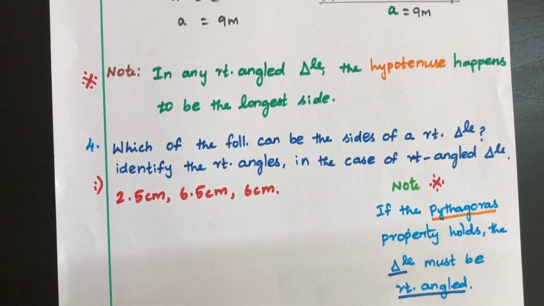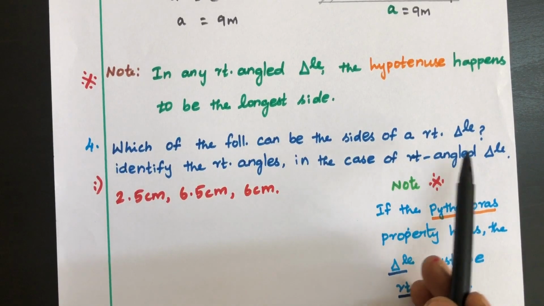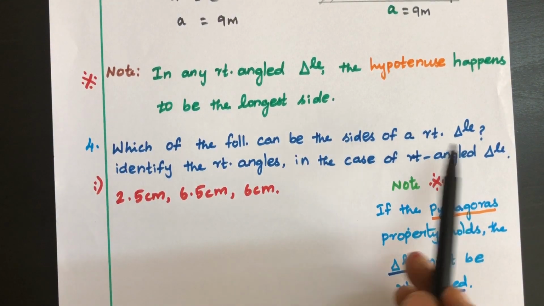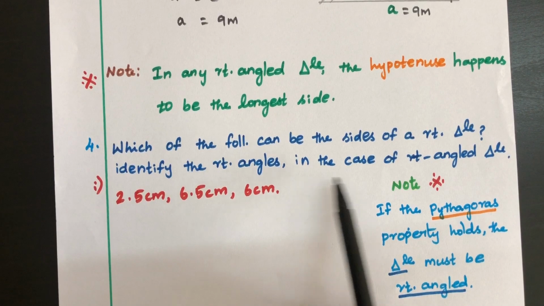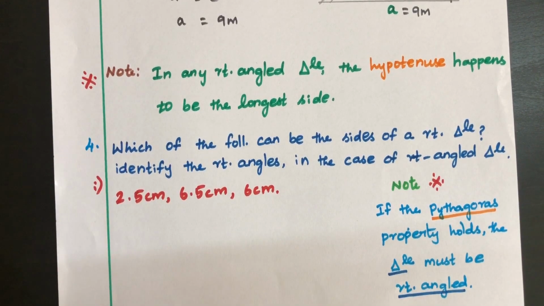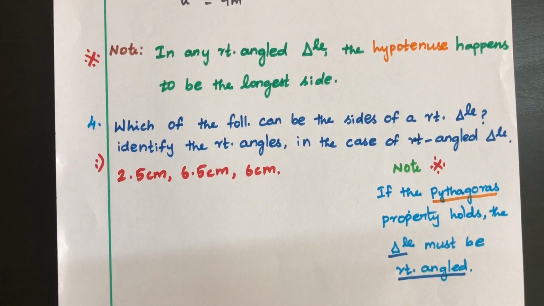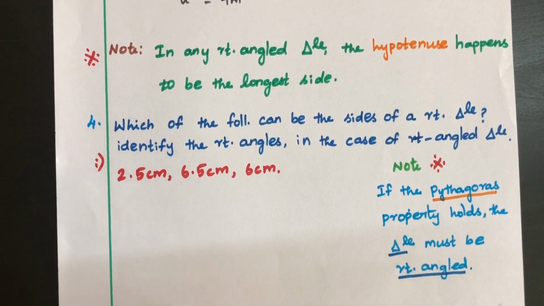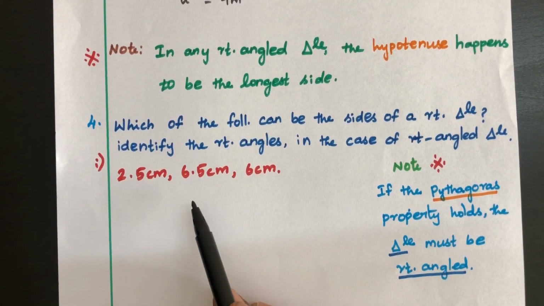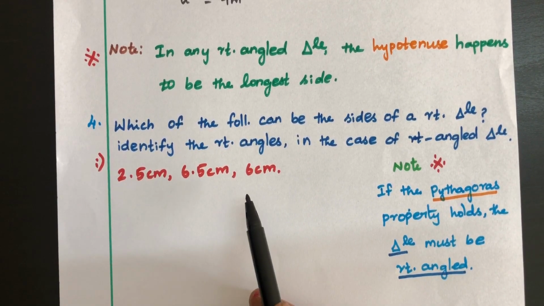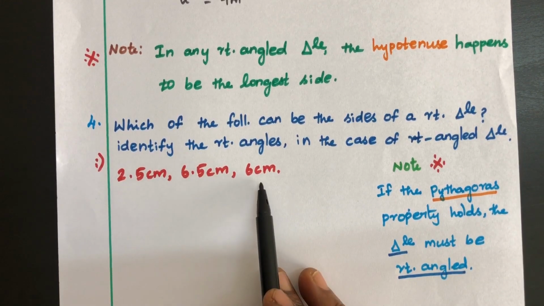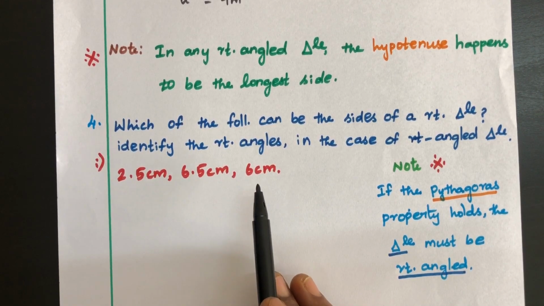Next question, fourth. Which of the following can be the sides of the right triangle? Identify the right angles in the case of right angled triangle. It's very easy. If it is a right angled triangle, it should hold the Pythagoras property, right? If the Pythagoras property holds, the triangle must be right angled, in both ways. So these are the sides they have given.